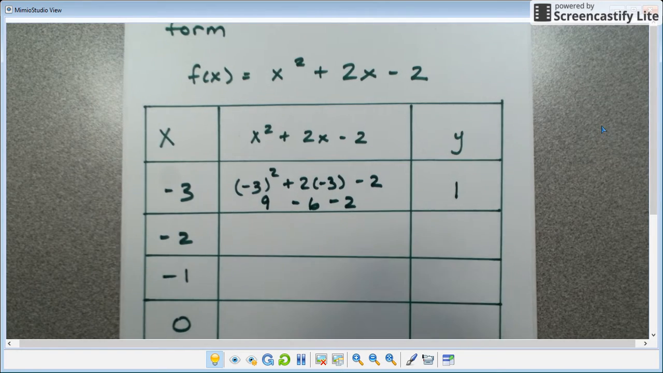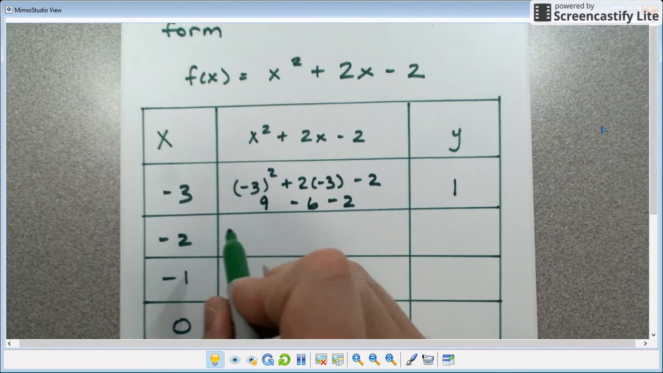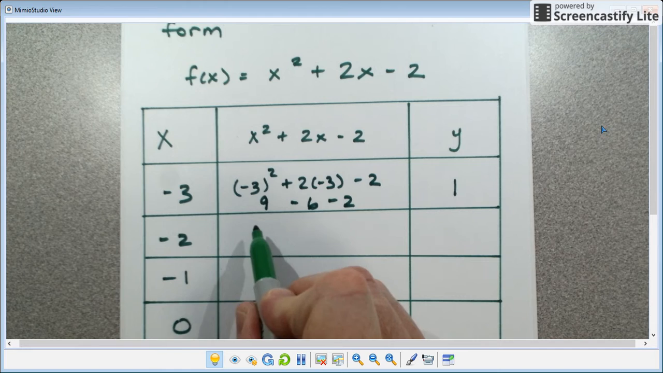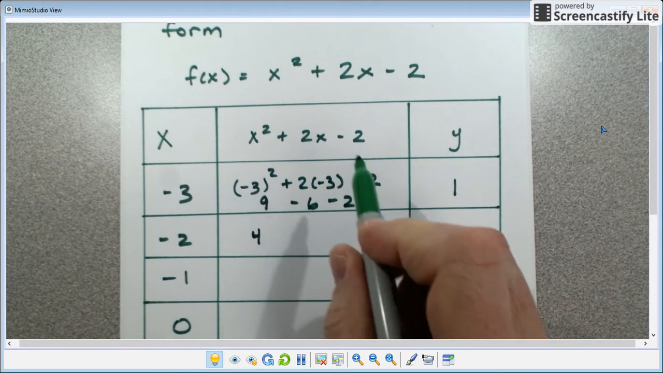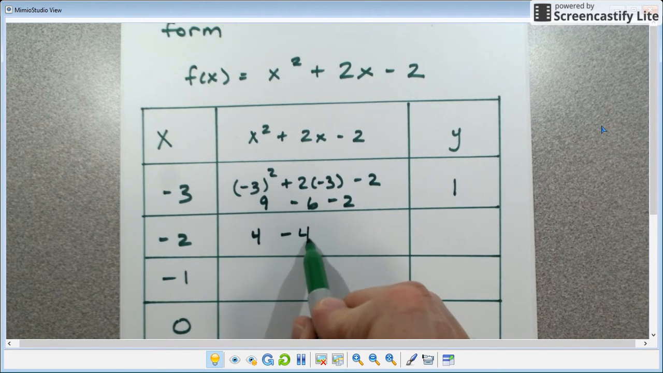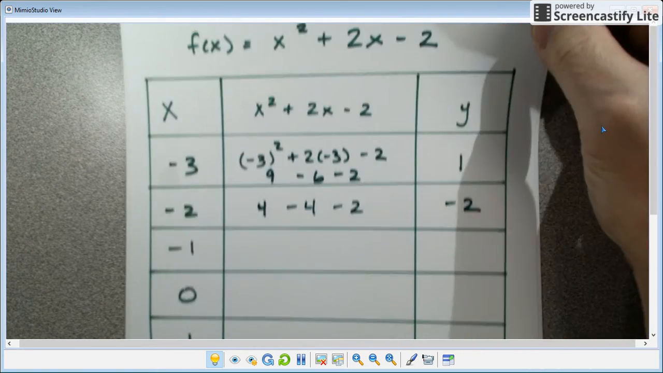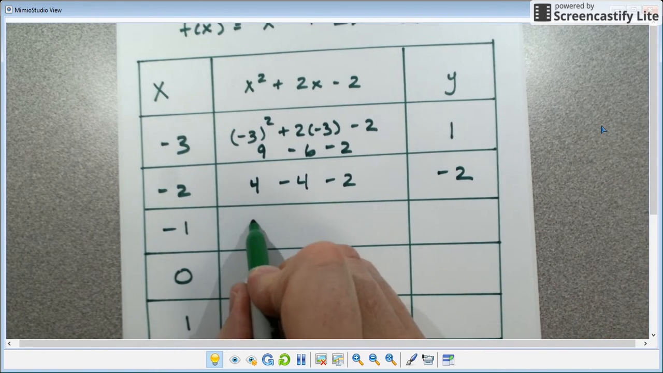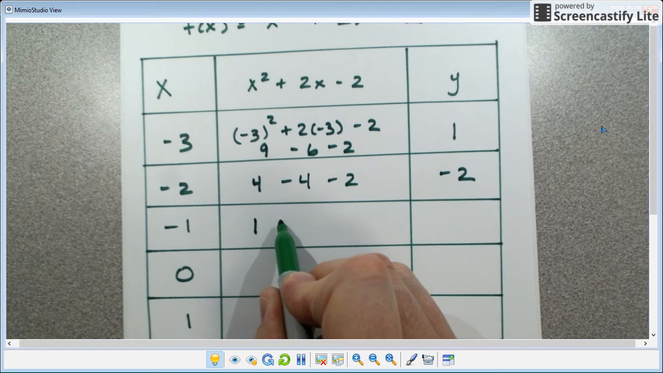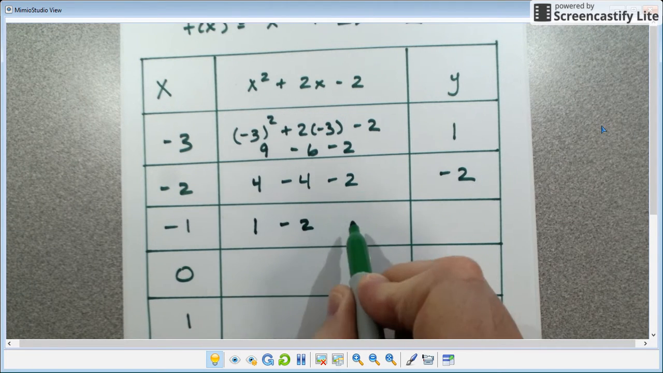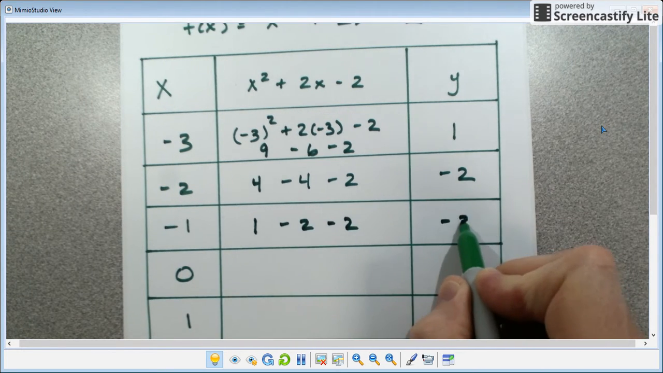Okay. Sorry about that. Next, we'll do it with the negative 2. So negative 2 squared is 4. 2 times negative 2 is negative 4, minus 2. So we get a value of negative 2. Putting in negative 1, squared is 1. 2 times negative 1, that's minus 2. And then our minus 2, we get a minus 3.